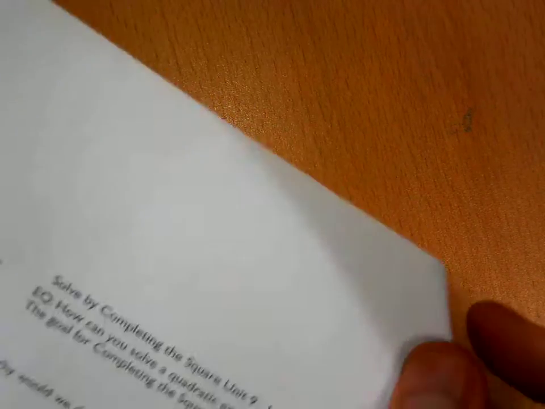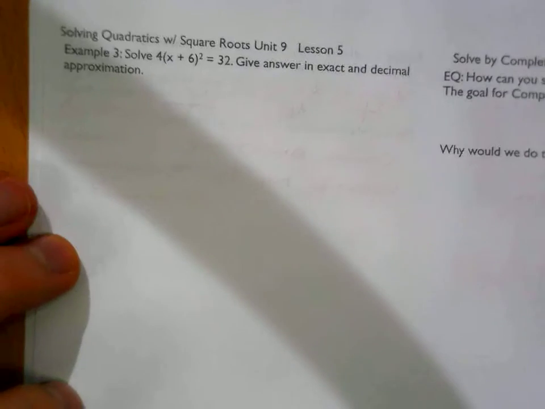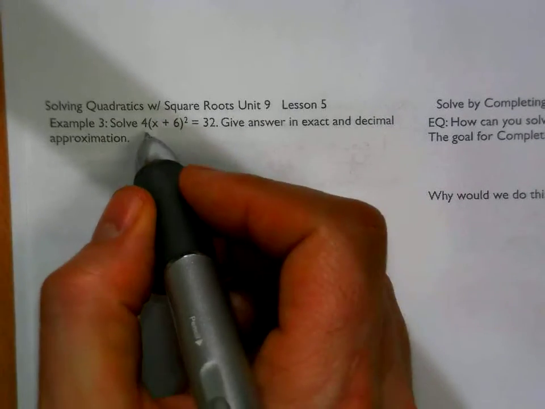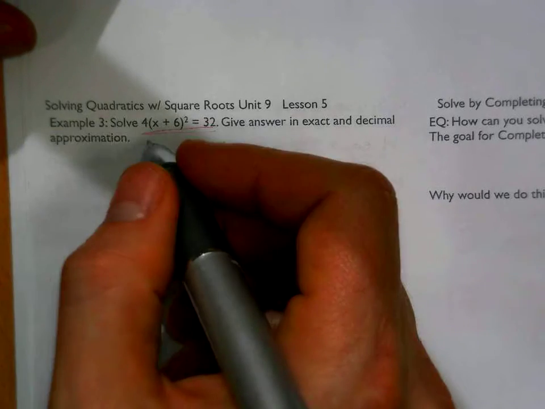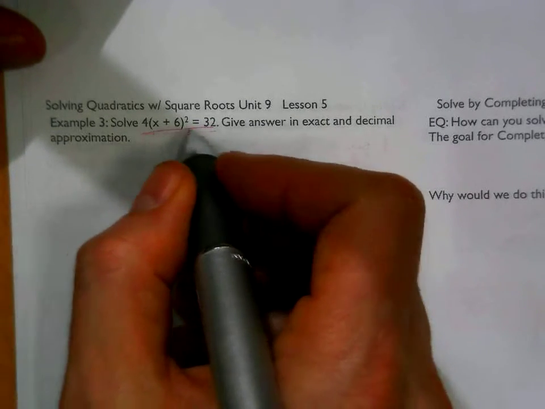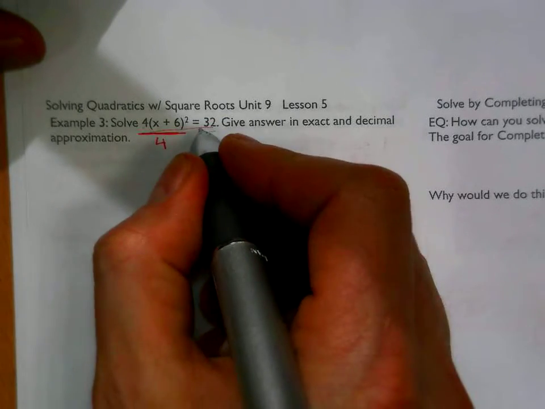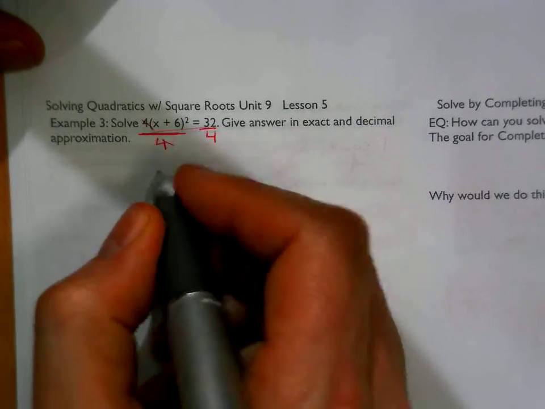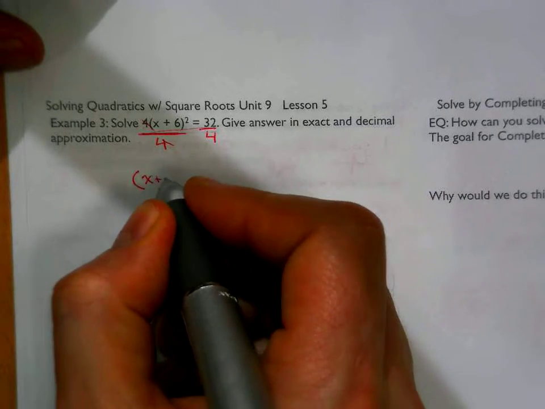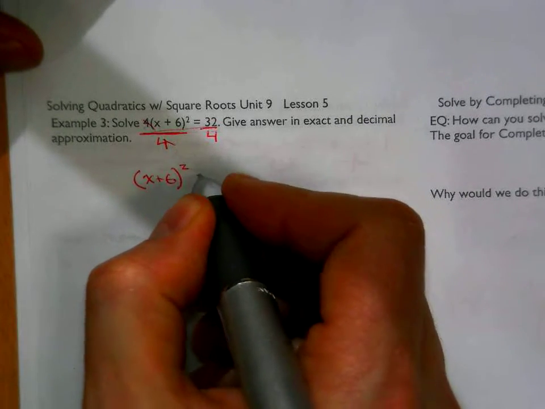Okay, last thing for lesson 5, and this actually gets us pretty close to what we're going to be doing here in the next lesson where we complete the square, because this is actually in vertex form, or completing the square form. So it's a lot closer to what we're going to do there. So here, first thing we're going to do, we have all of this times 4. So I'm going to divide both sides by 4 as my first step. These will cancel out. And I'm left with x plus 6 squared equals 8.